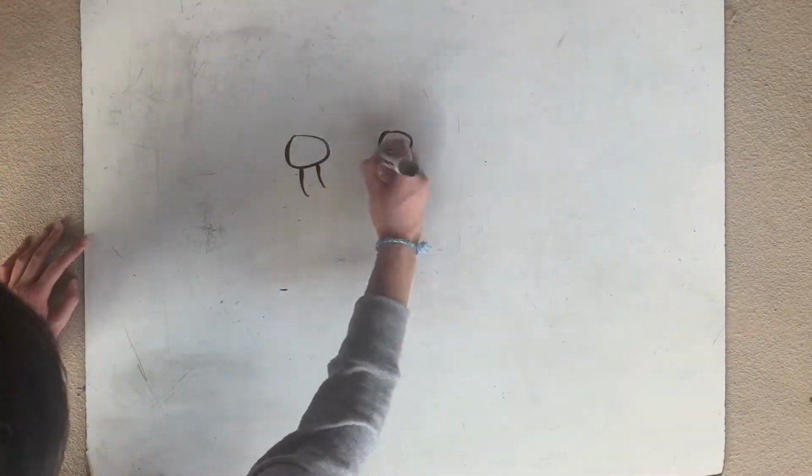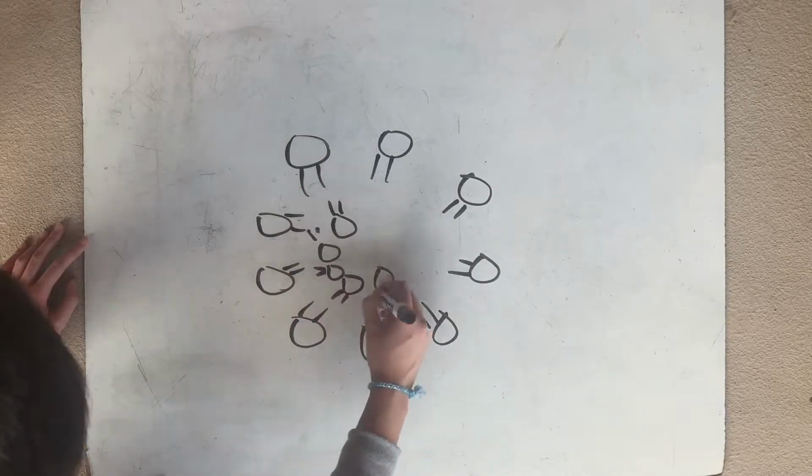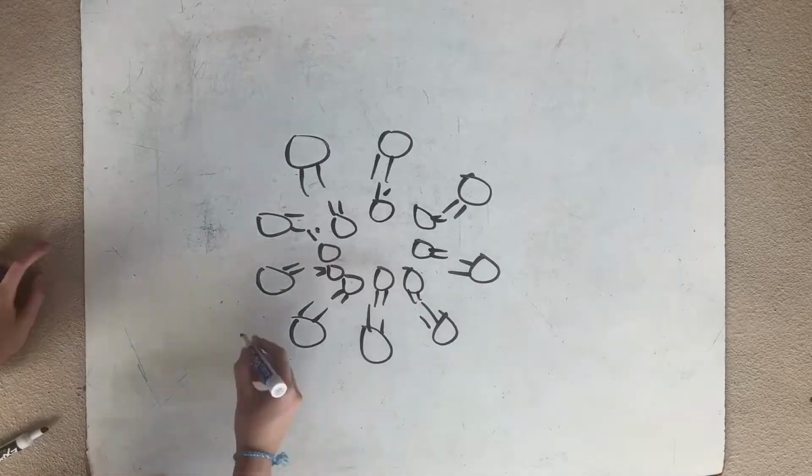In an aqueous environment like water, phospholipids arrange themselves into a bilayer. The hydrophilic heads face the external environment, while the hydrophobic tails face the inside of the cell.